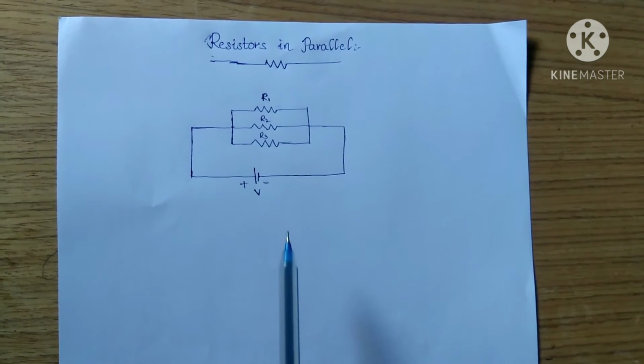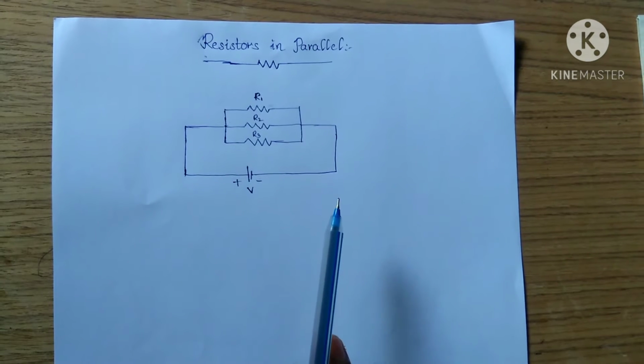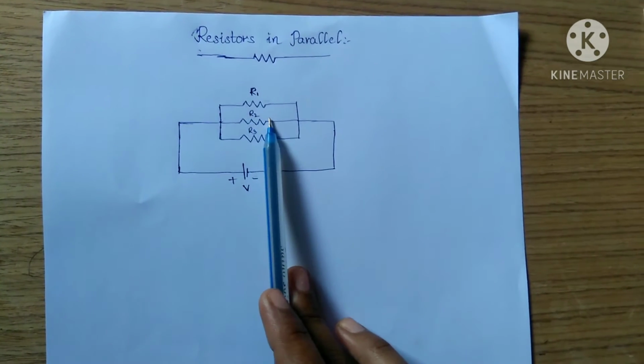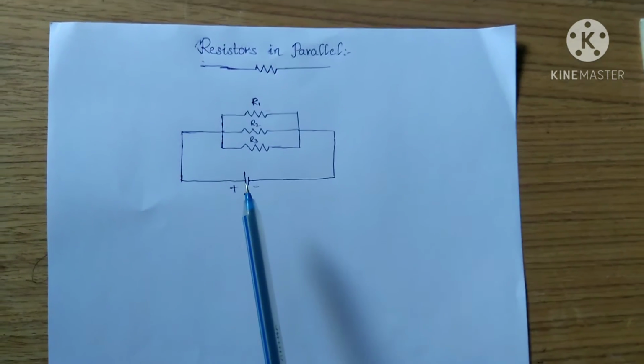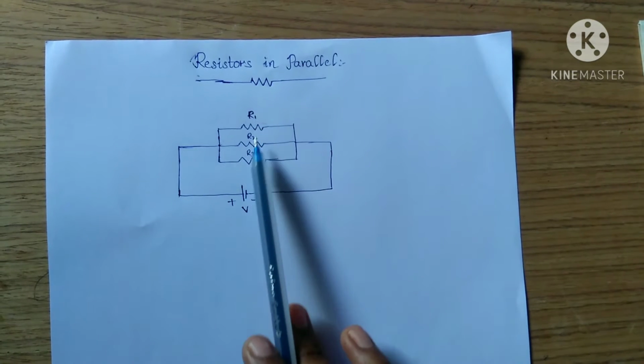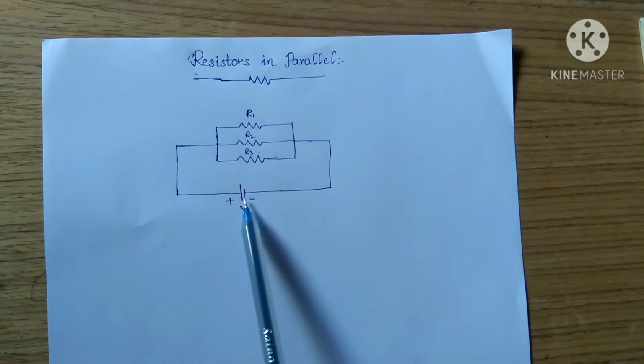Now the topic is on resistors in parallel and what is the operation of resistors when they are connected in parallel to the voltage source. Let us consider a figure. Three resistors are connected in parallel across a DC voltage source.